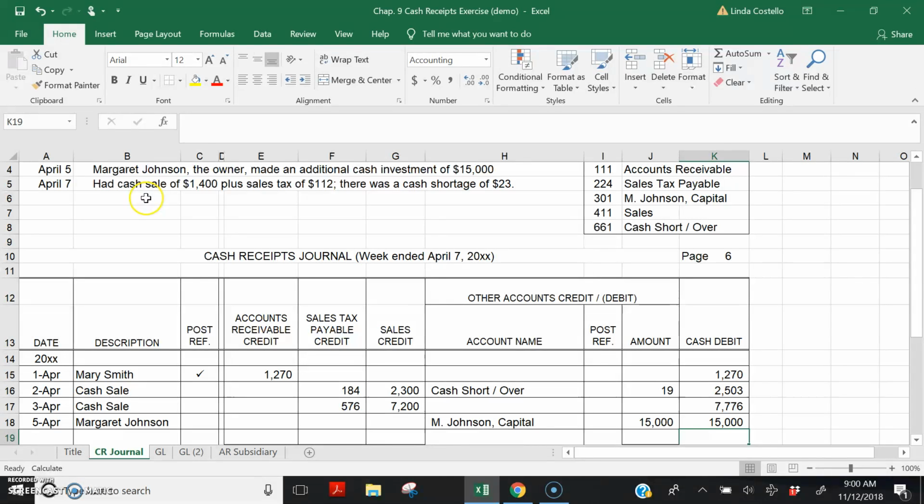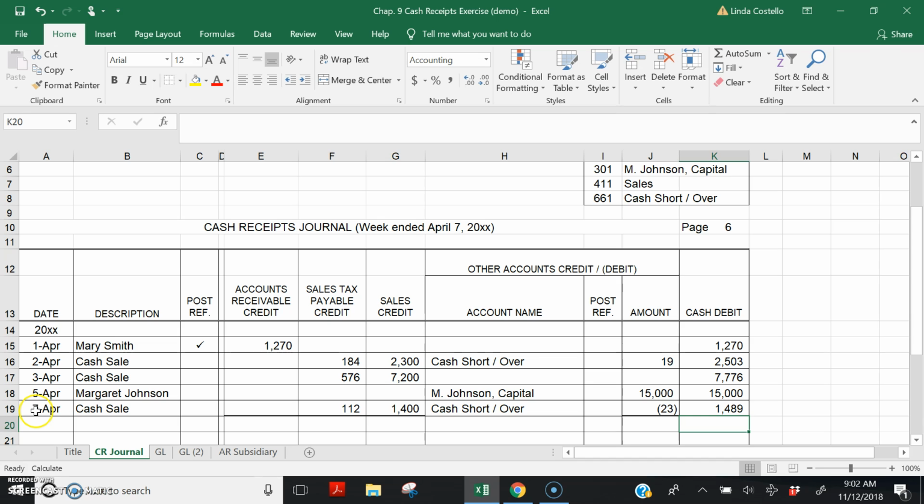And the last transaction for the week, on April 7th, we had a cash sale of $1,400 plus sales tax of $112, and there was a cash shortage of $23. In other words, we made a mistake and did not collect enough cash from our customer. So let's record the cash that we did collect of $1,489. That's $112 sales tax plus $1,400 sale less the $23 cash shortage.